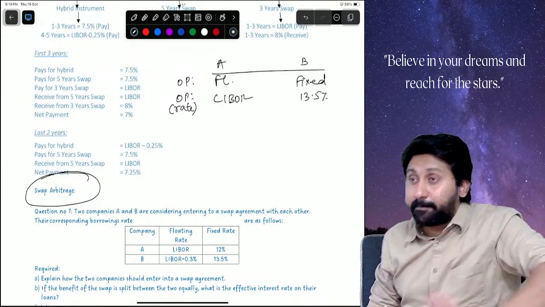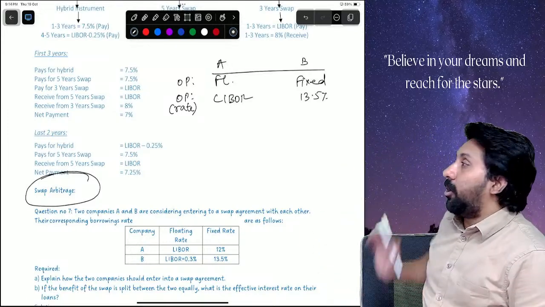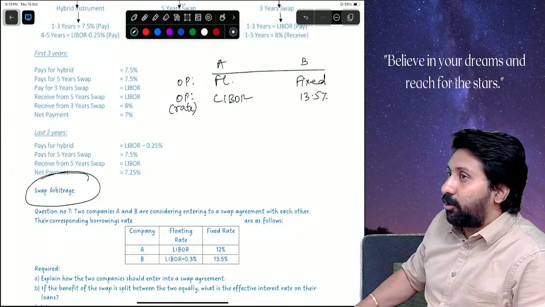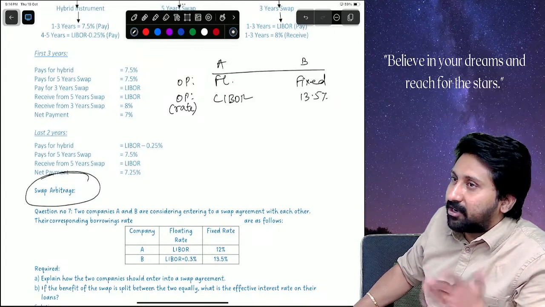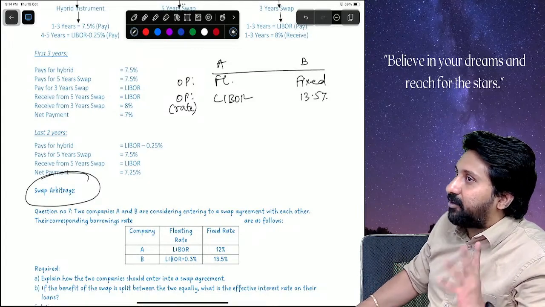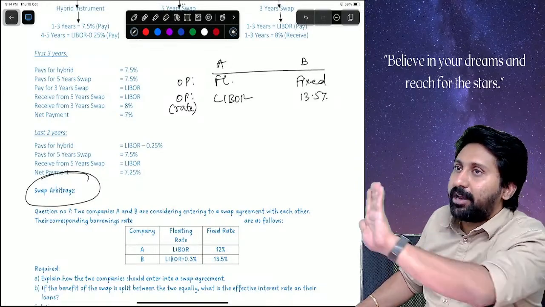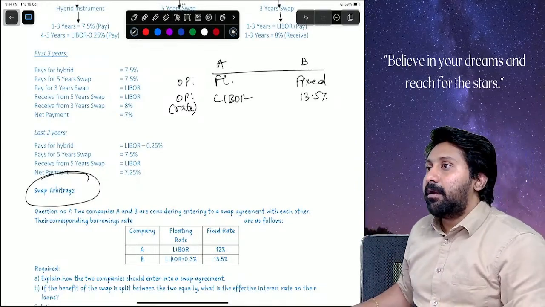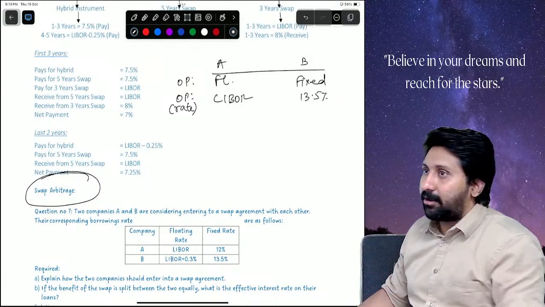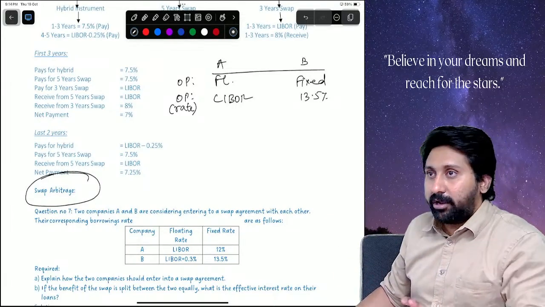Listen carefully, this is important. B wanted to pay fixed, not floating. If you don't listen, gone, I am telling you. B wanted to take fixed, not floating. It doesn't want to take any risk. But its fixed cost is very high. How much? 13.5. Okay, next.